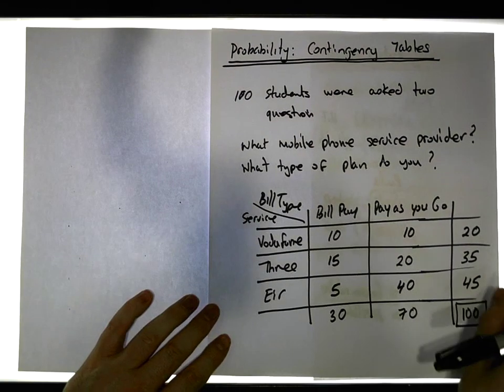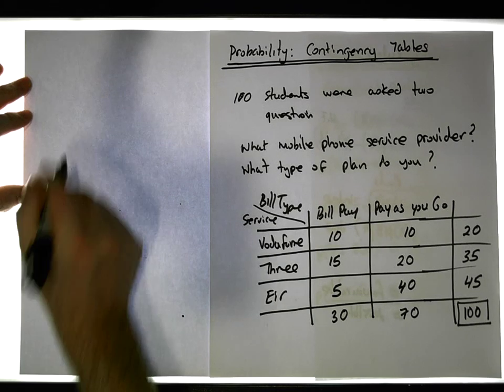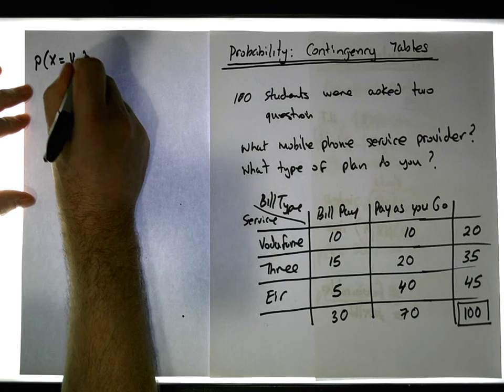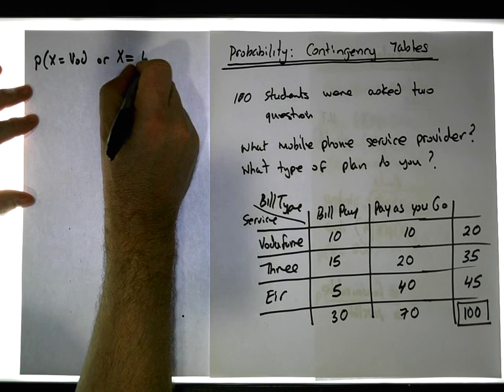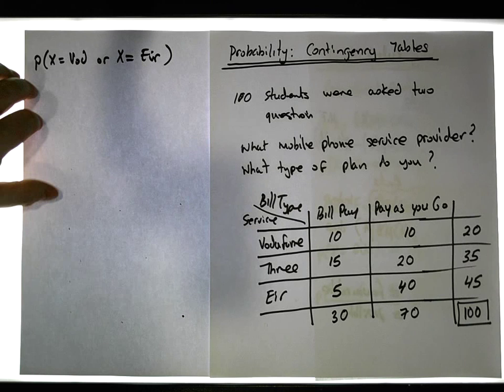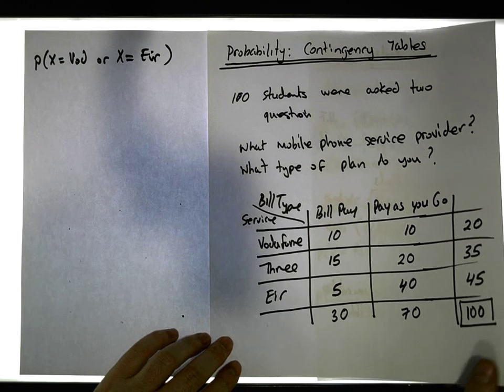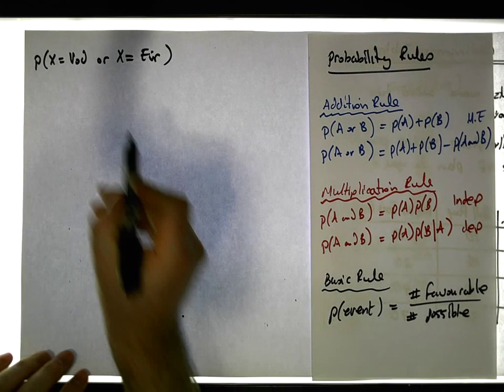Let's say, what's the probability that the person selected is a Vodafone customer or the person selected is an Air customer? That's important. So let's have a look at this. Well, first of all, let me maybe go back to our rule set. Here's our rules. You can see that we're using the word or.